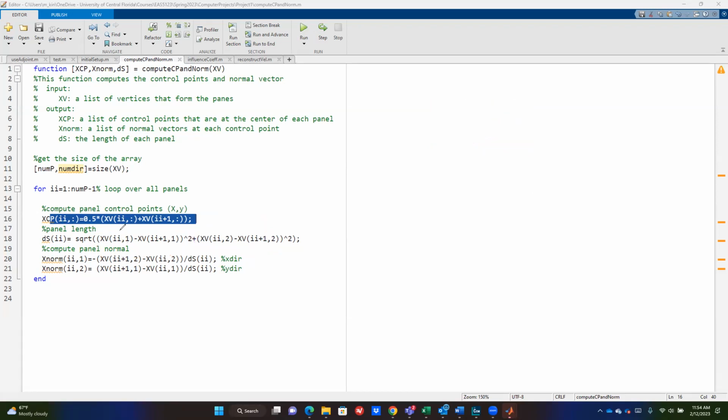Okay. The next thing that we have is the normal vector. How do we get that? So we have a given panel, and we're looking for the outward normal vector. So keep that in mind. It's very important. And the normal vector in general is given by, so it's a normal unit vector.